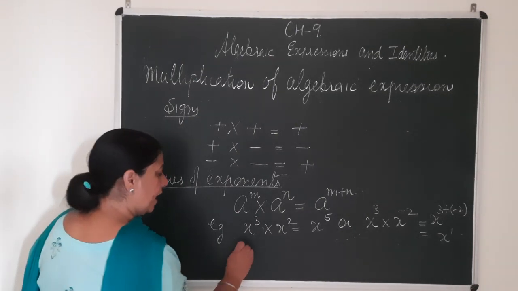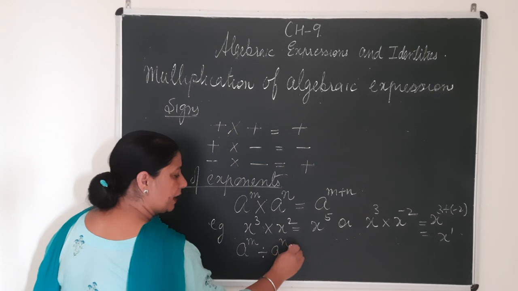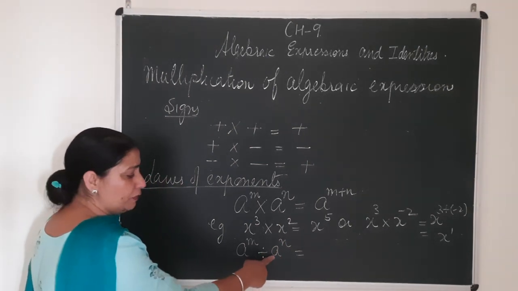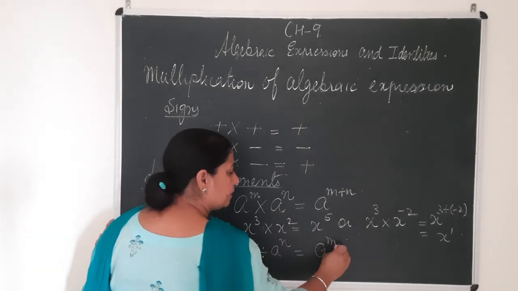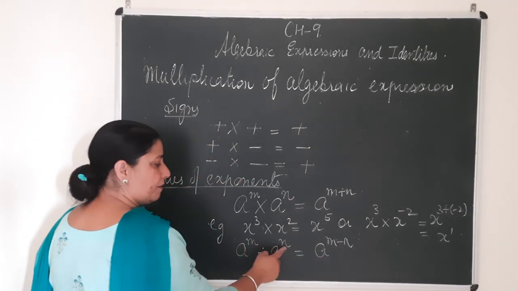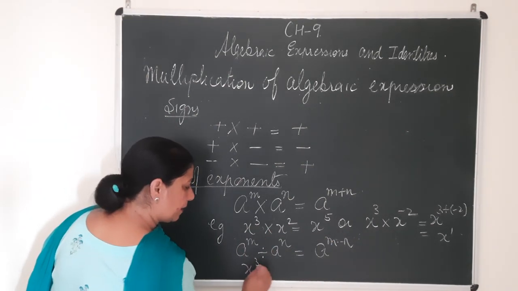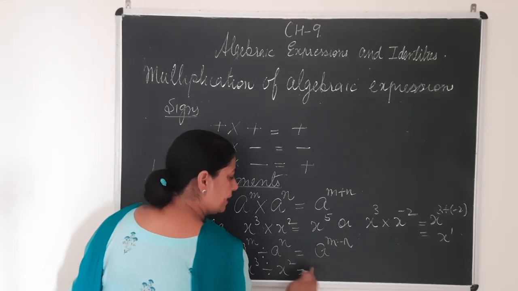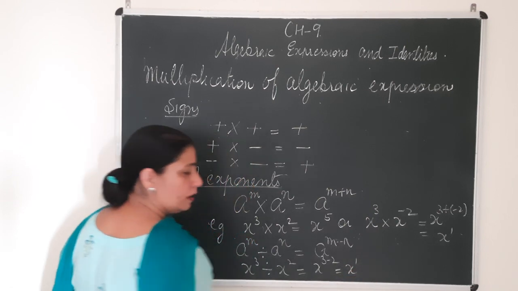Similarly children, if I have a power m and I divide it with a power n, clear? What will happen? The powers will get subtracted. It will be a power m minus n. So if I take the same one, x power 3 divided by x power 2, that will be x power 3 minus 2, which is equal to x power 1.